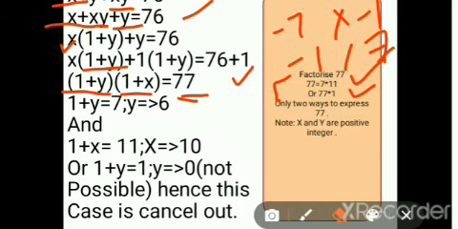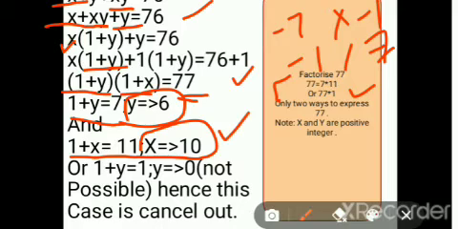Clear here? So now what will we do here? We just equate one of the factors with 7 and another factor with 11. I just write down 1 plus y is equal to 7, so y becomes 6, and 1 plus x equal to 11, so x becomes 10. This is one of the cases.